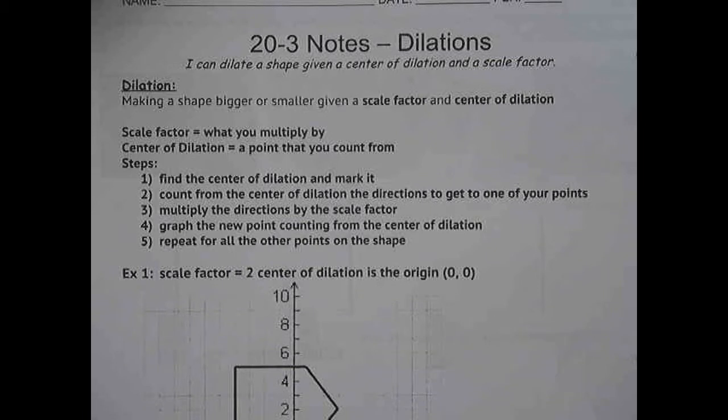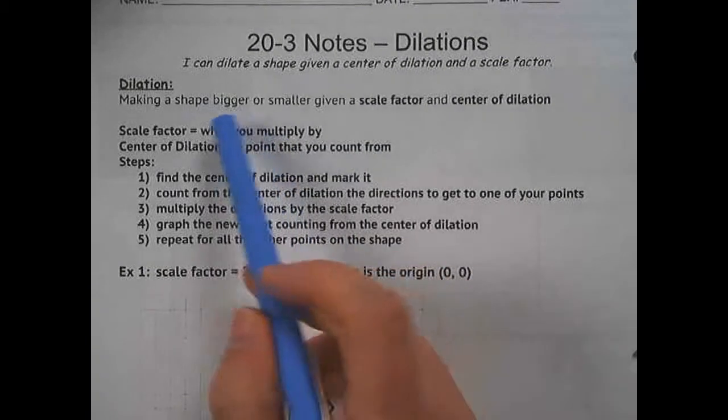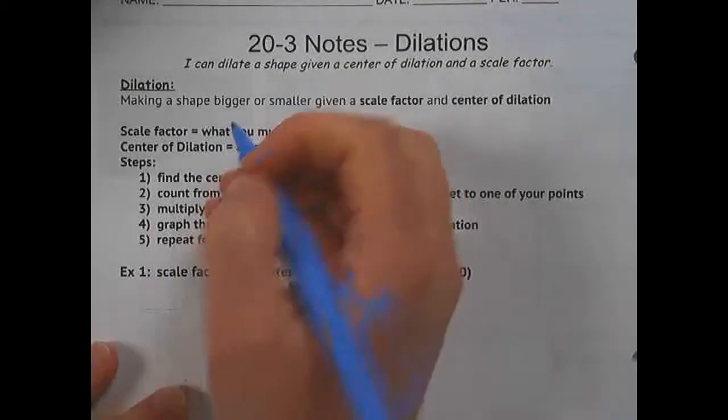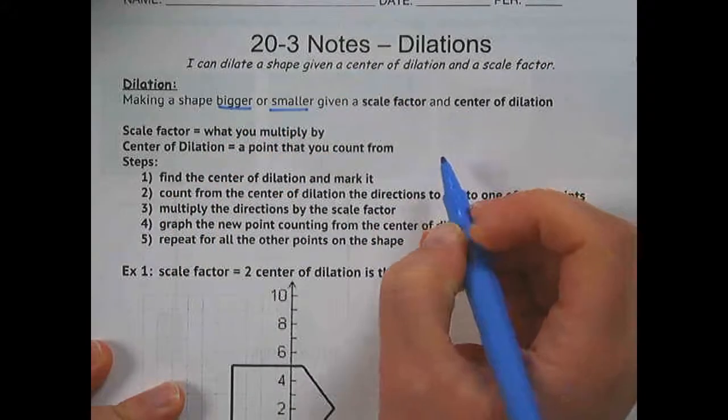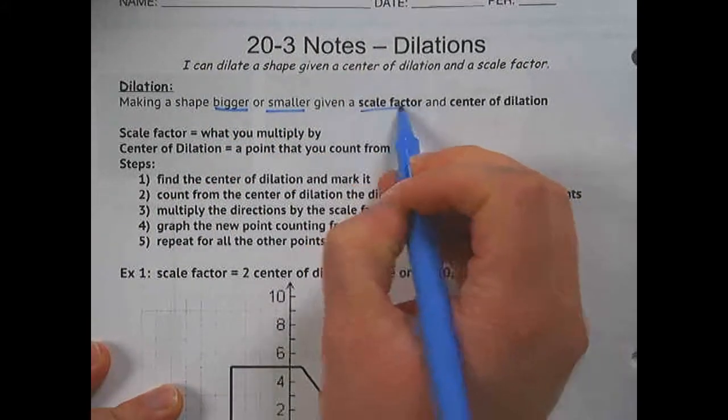What a dilation is is just what it sounds like. If you go to the eye doctor and they dilate your eyes, they make your pupils bigger, right? But it doesn't change the shape of your pupil. So what we're doing with a dilation is making a shape bigger or smaller. It goes both ways, given a scale factor and a center of dilation.